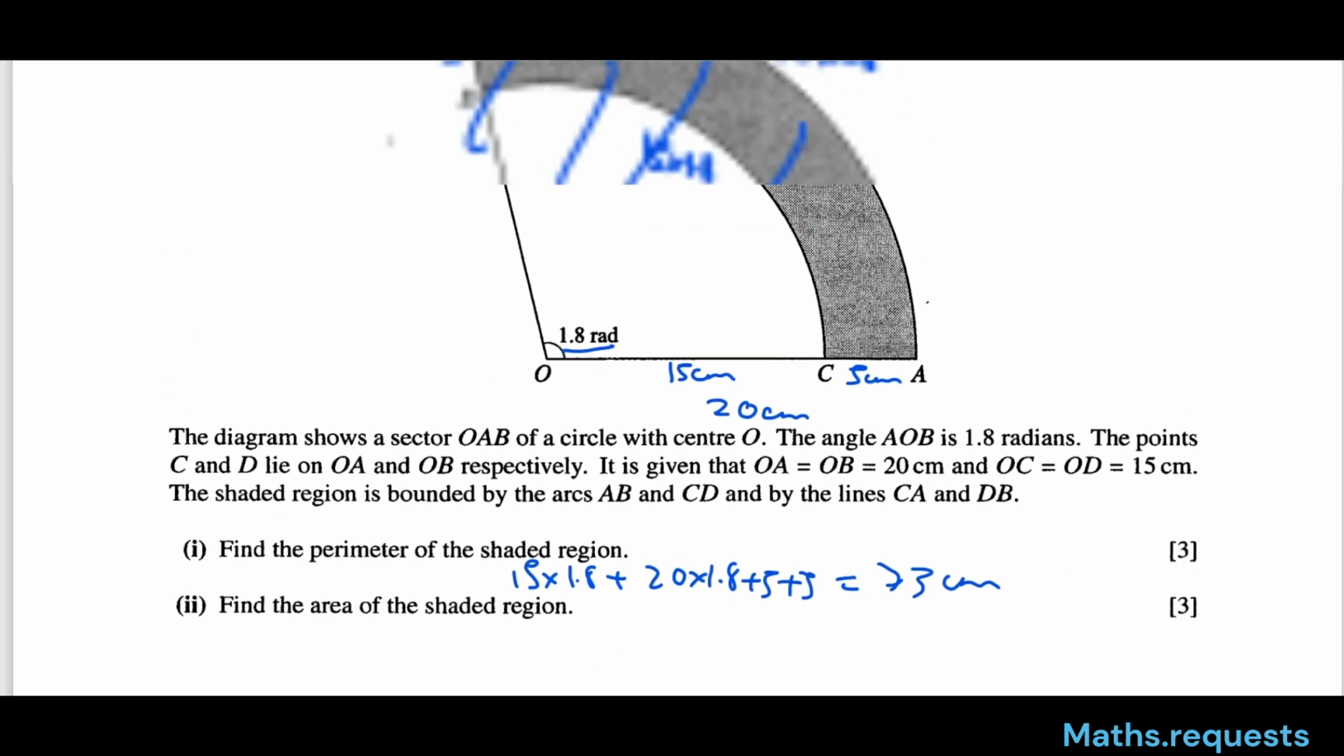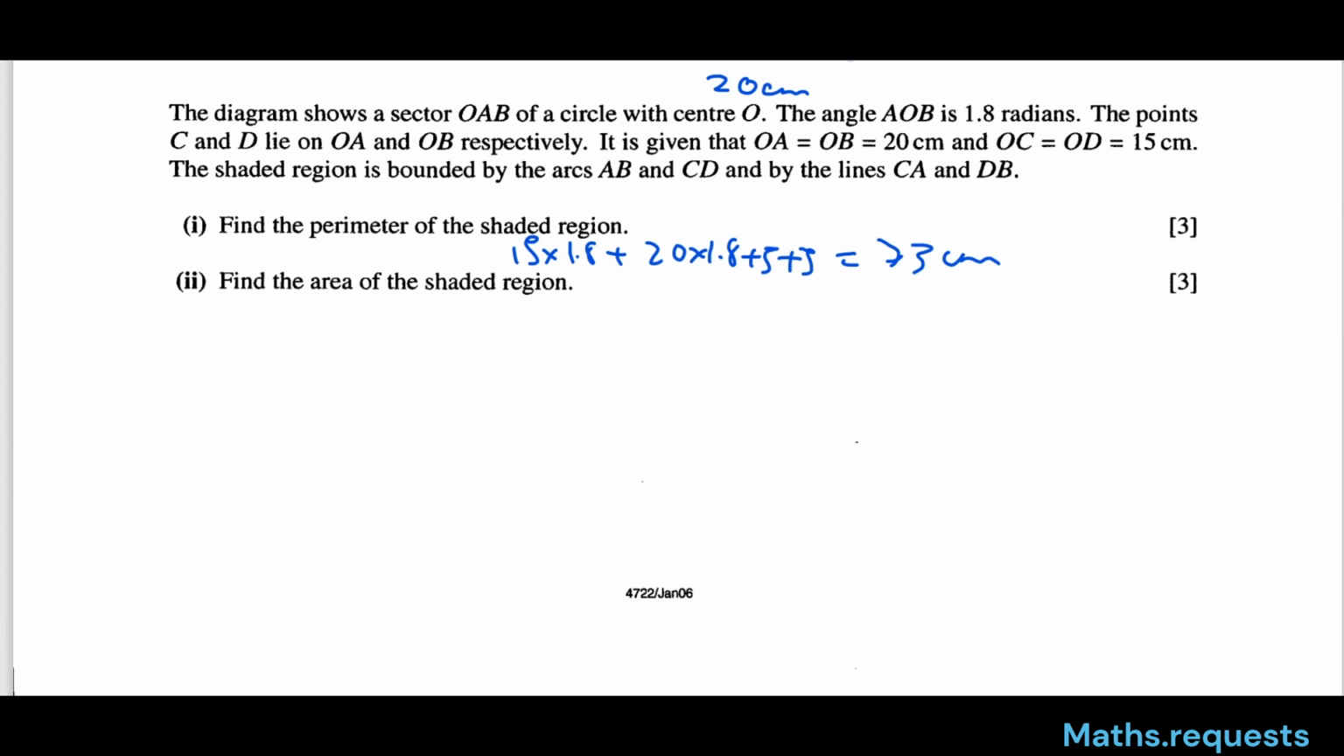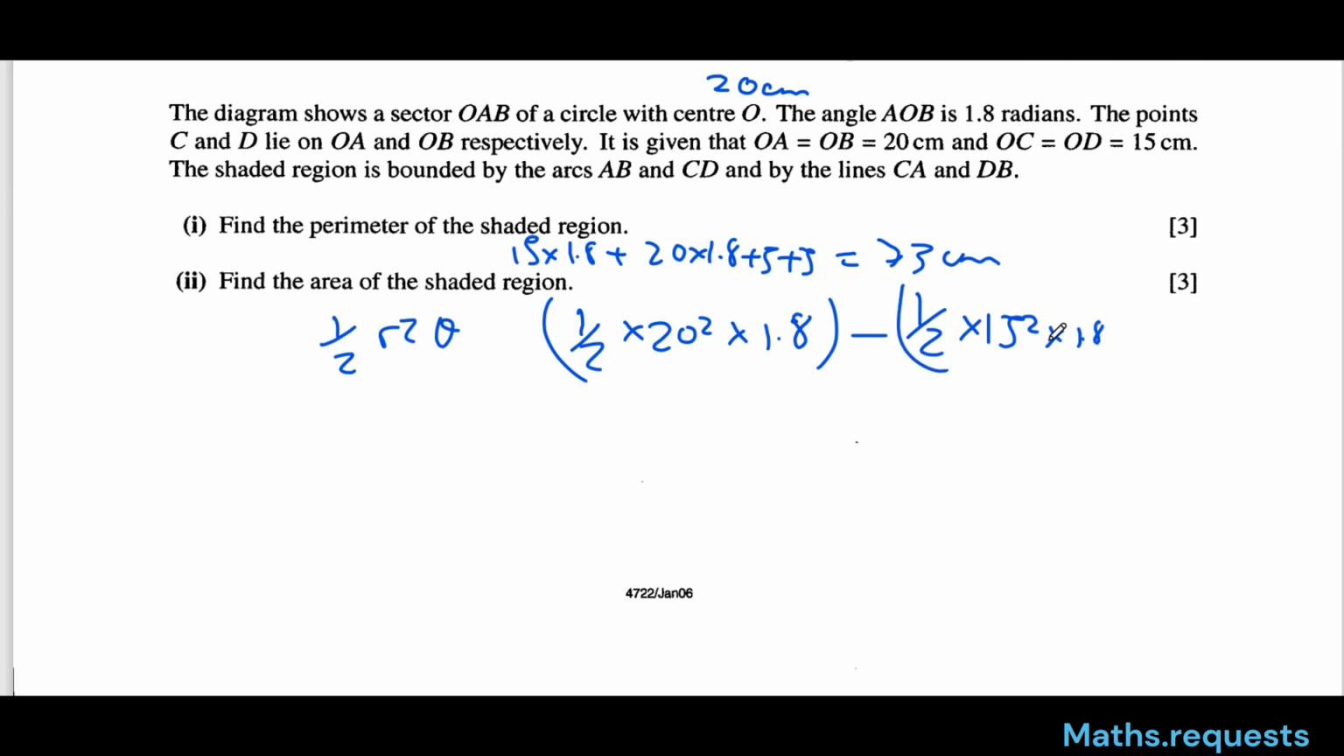Part 2, find the area of the shaded region. So we're going to find the area of the whole sector, and then take away the sector with radius 15 centimeters. So of course the equation for the area of a sector is a half r squared theta, where theta is in radians. So it's going to be a half times 20 squared times 1.8 minus a half times 15 squared times 1.8, which is going to be 157.5 centimeters squared.